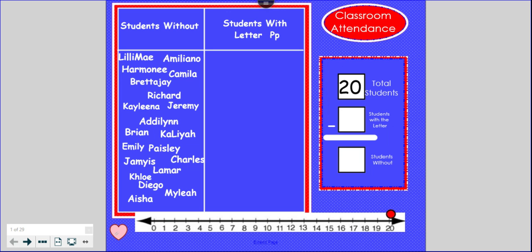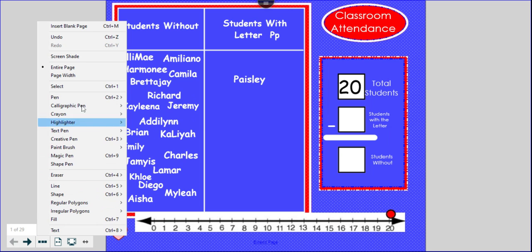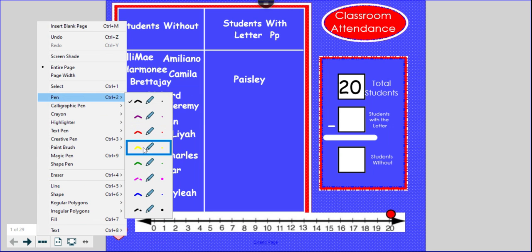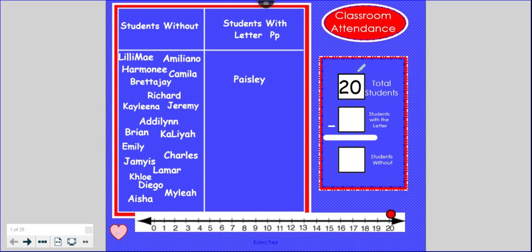So let's take a look. Not a lot of letter P's in our first names, but Paisley starts with a capital letter P. Let's see if there's anyone else that has a letter P in their name. Doesn't look like it. It's just Paisley today. So let's make our number sentence. We have 20 friends in our class all together. And then we have one friend with the letter P. Paisley. Mrs. Giffin's first name starts with the letter P too.